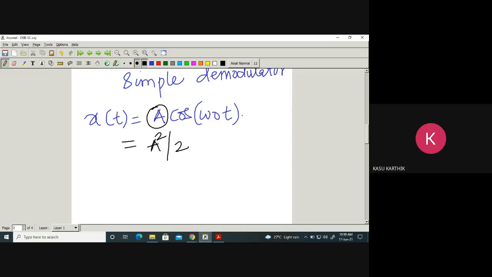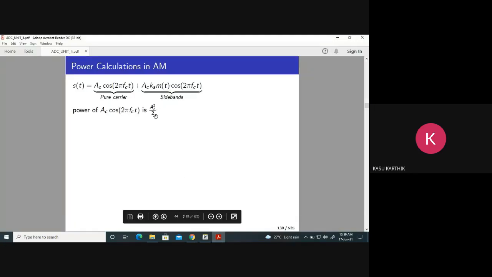Okay, they are power signals. Why are they power signals? Because they are periodic, finite-power signals. Okay, anyway. So here, this is Ac square by 2 because its amplitude is Ac.